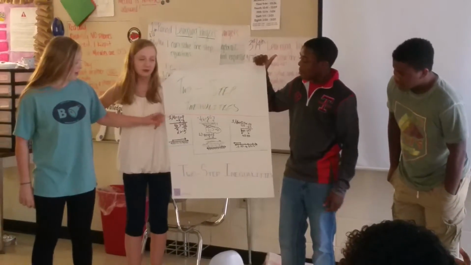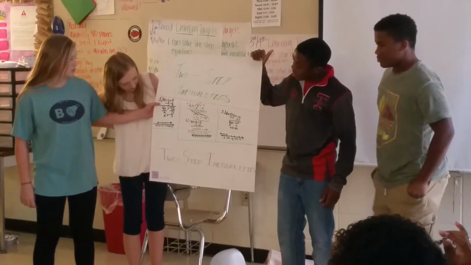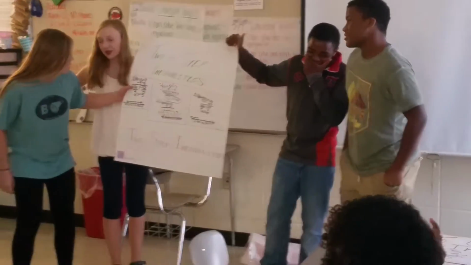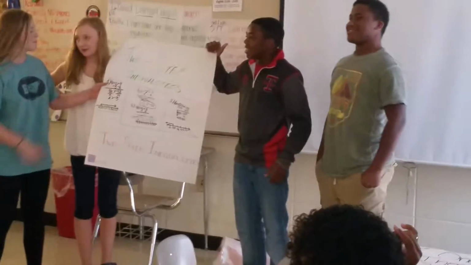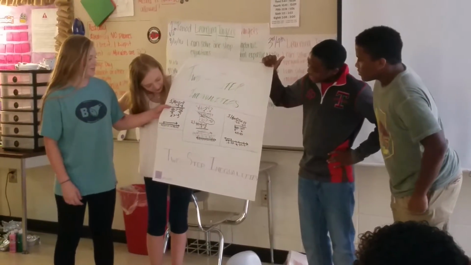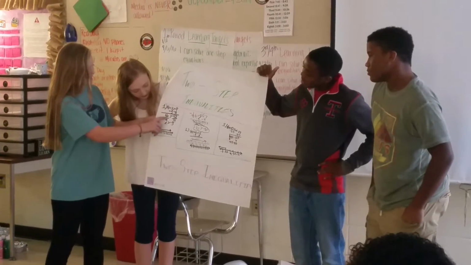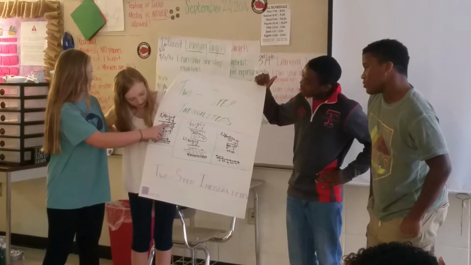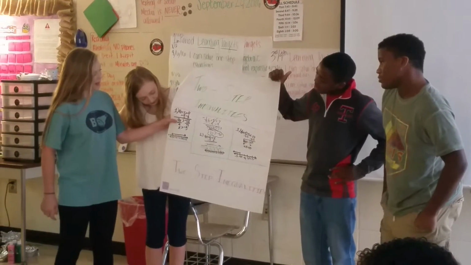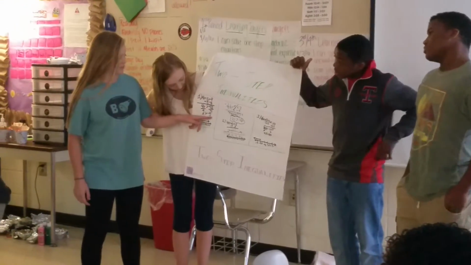Number 1 is 4x plus 3 is greater than negative 9. So you would subtract 3 on both sides to get 4x is greater than negative 12. And then you divide by 4 on both sides and get x is greater than negative 3.